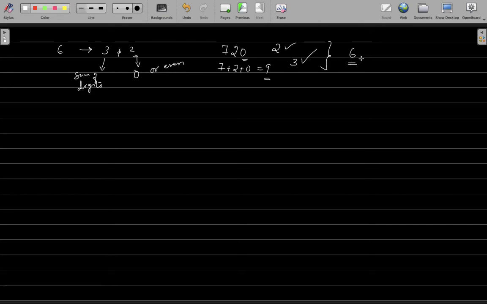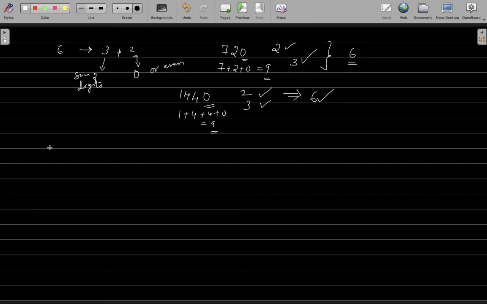Understand? Suppose I give you another example, like 1440. Because the last digit is 0, you can say that this number is divisible by 2. What is the sum of the digits? 1 plus 4 plus 4 plus 0 is 9. 9 is exactly divisible by 3. So this number 1440 is divisible by 3 as well. So it is divisible by both 2 and 3. That implies the number is divisible by 6.